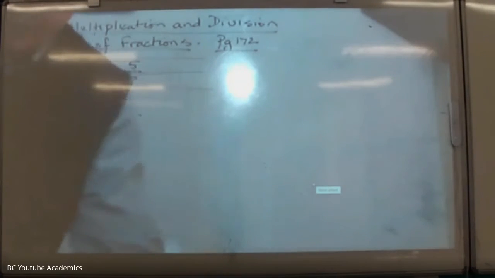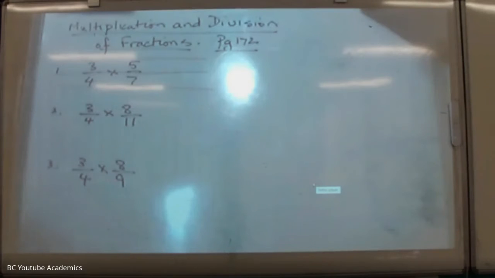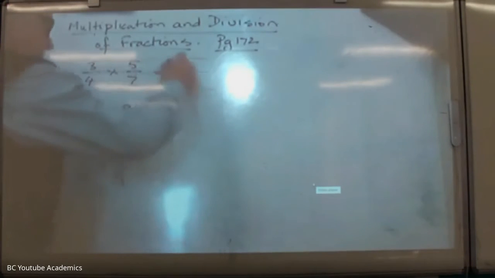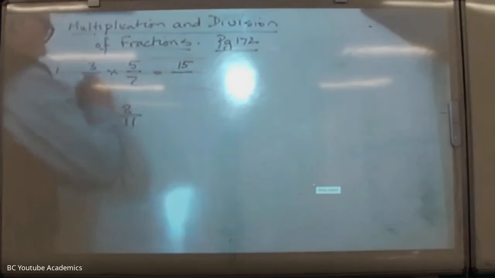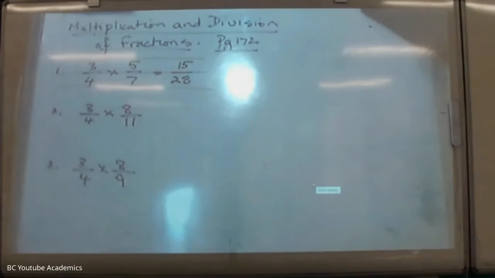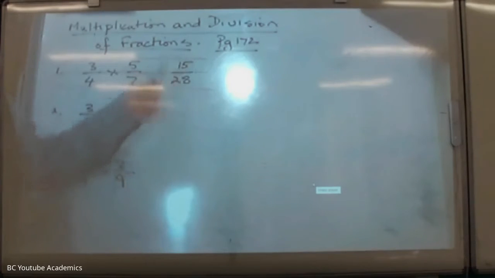What we do is we simply multiply the top numbers and we multiply the bottom numbers, and our result is exactly that. 3 times 5 is 15, and 4 times 7 is 28, and my answer is 15 over 28 as a fraction. Notice that there is no common factor for those two numbers. This is in its most simple form, and that is my final answer.